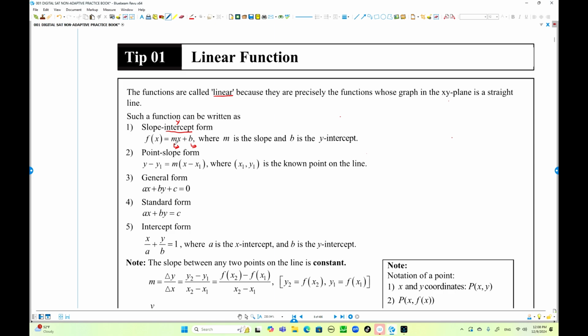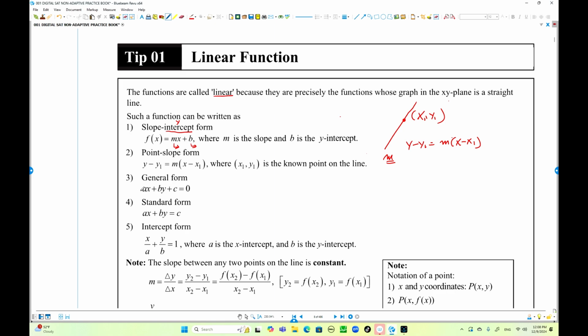The second one is the point-slope form. If we have one point given, and the line has a slope, generally called m, the equation of this line is y minus y1 equals the slope times x minus x1, where x1, y1 is the given point. That is the point-slope form.